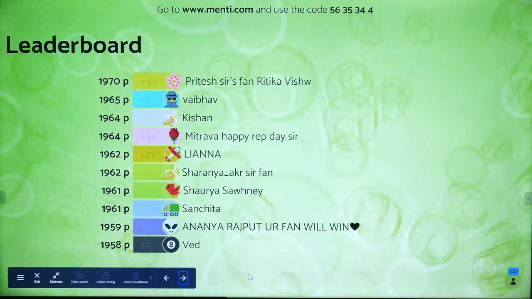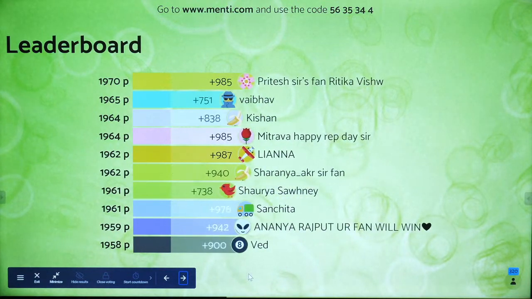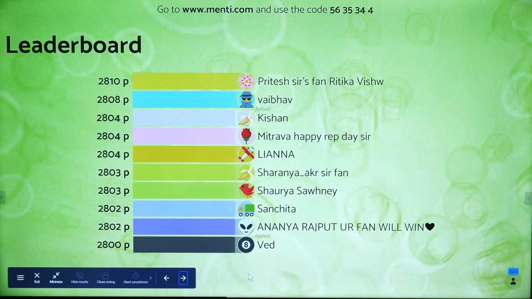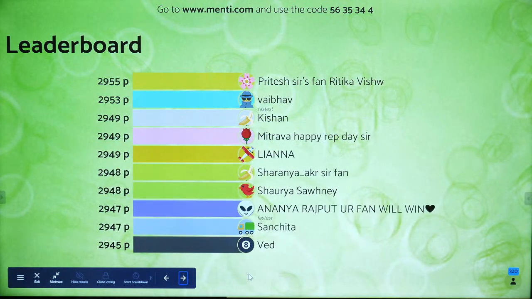Okay. So Ritika, Vaibhav, Kishan, Mitrava, Liana, Sharanya, Shaurya, Sanjita, Ananya Rajput, and Ved. Ananya Rajput, thank you so much. God bless you. Ananya is the fastest. Ritika is leading the leaderboard. Kishan and Mitrava and Liana, there is a tie. Sharanya and Shaurya, there is a tie. Ananya and Sanchita, there is a tie. And Ritika is leading the leaderboard. Right? Chalo. With that, we move on to the next question.